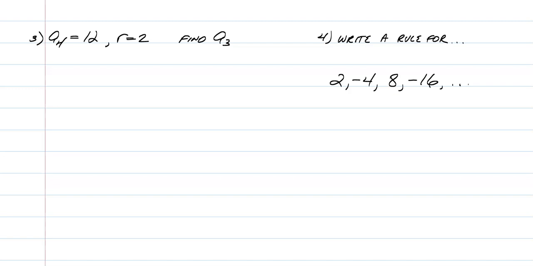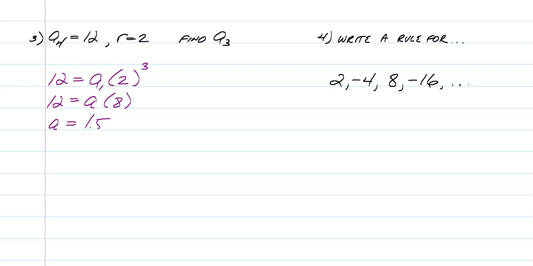Okay, so for number 3, we have a sub 4, which is 12. That's equal to, as I mentioned, we don't know what a sub 1 is. We know our rate is 2. And if this is the 4th term, 4 minus 1, we're going to raise to the 3rd power. So that's just going to give us 12 is equal to a times 2 to the 3rd, which is 8. Divide both sides by 8, and we will have that a is equal to 1.5, also known as 3/2. However you wrote it is fine, because now we're going to use that to find a sub 3.